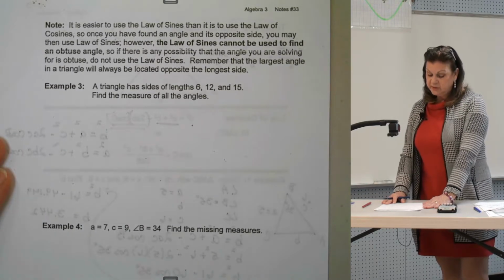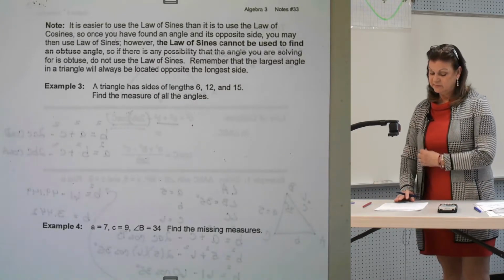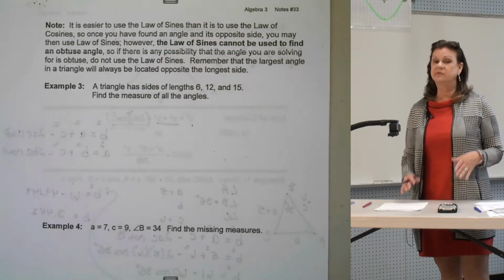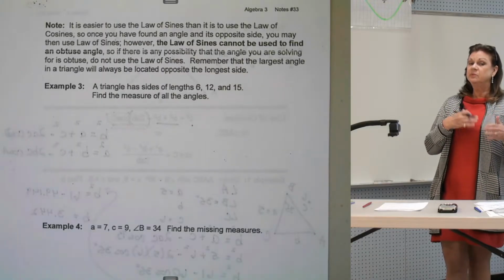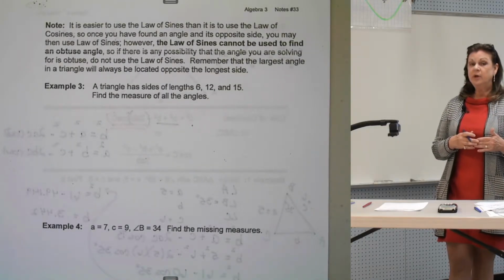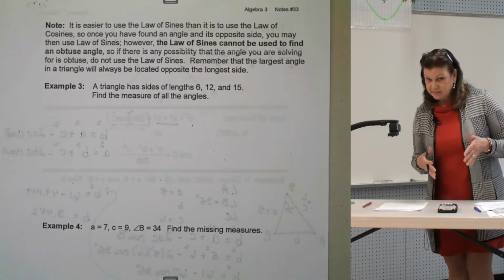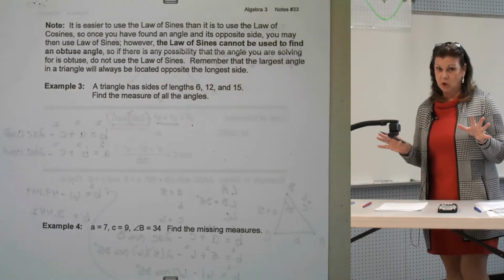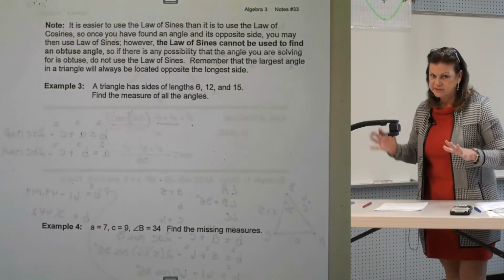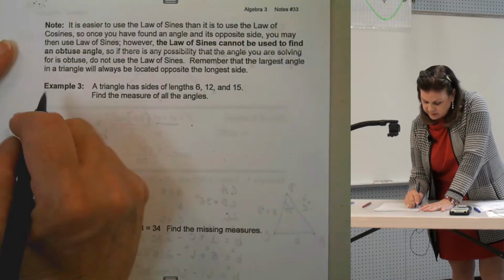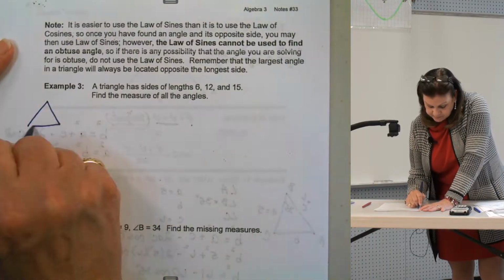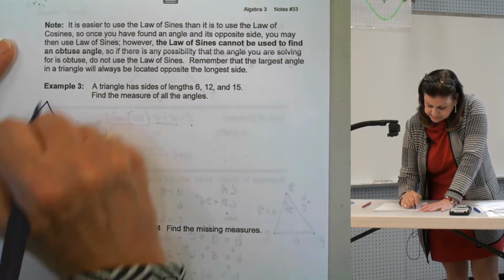So here we go. A triangle has sides length 6, 12, and 15. Find the measure of all the angles. So now we're going to be doing multiple steps as we move through. And we have all our side measures, but we don't have any angles at all. So we're going to be forced into law of cosines. So here we go. We've got a, b, and c.